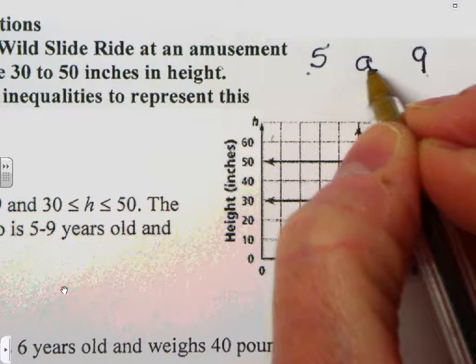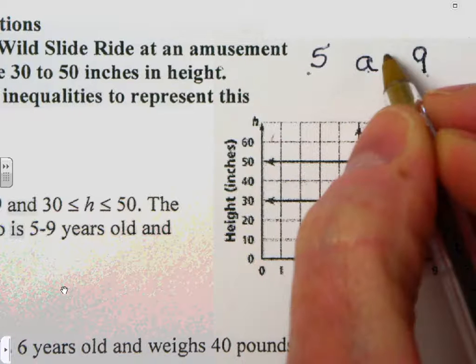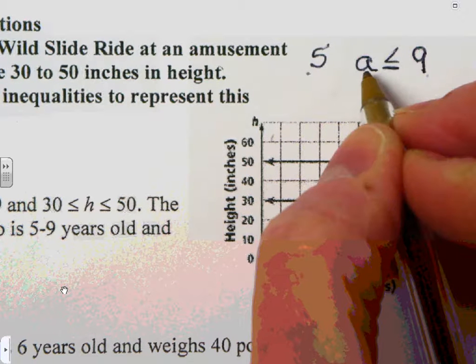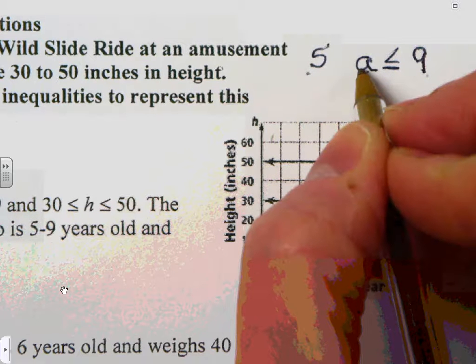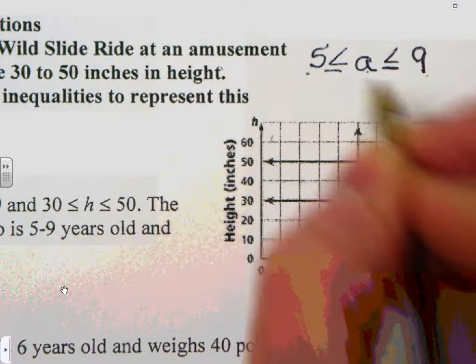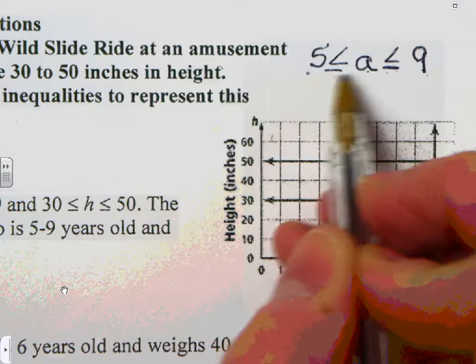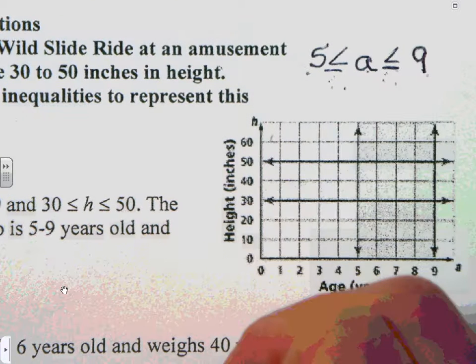His age has to be what compared to the number 9? Less than or equal to. And then reading from the variable, always reading from your letter, A has to be what compared to the 5? Greater than or equal to. Remember, notice the symbols are going the same direction. They should always go the same direction when you're doing this type of compound problem.